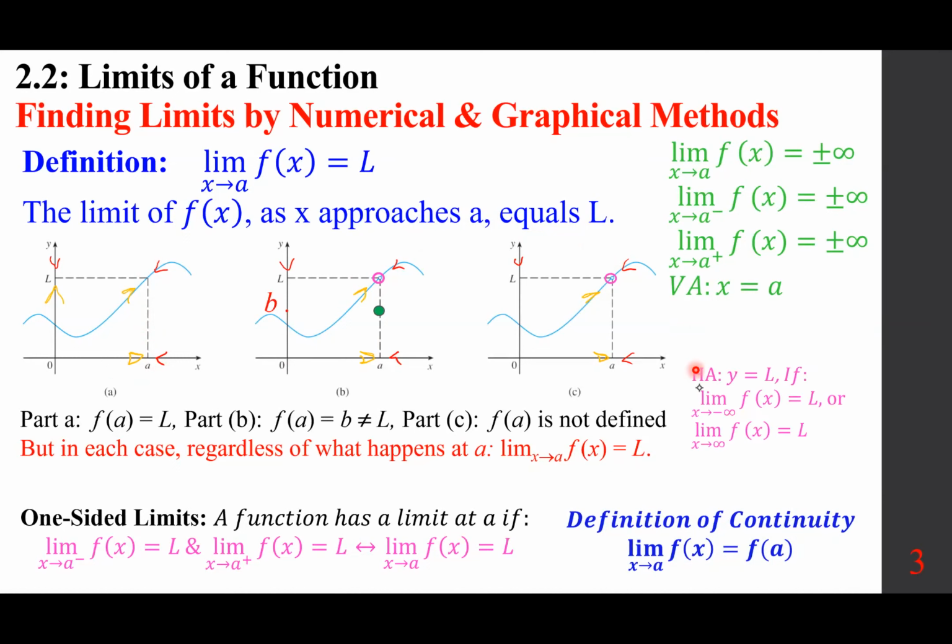We also have a definition of a HA, horizontal asymptote, which gives us the equation y equals L as long as the limit of the function when x approaches either negative or positive infinity is L.